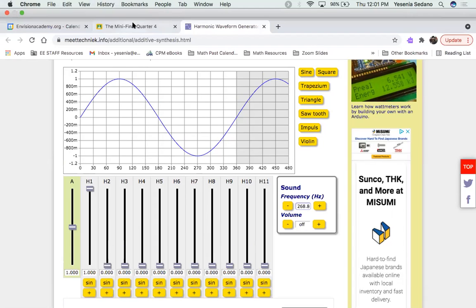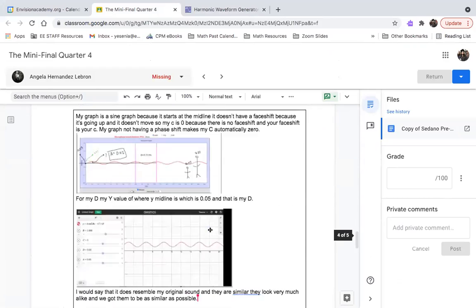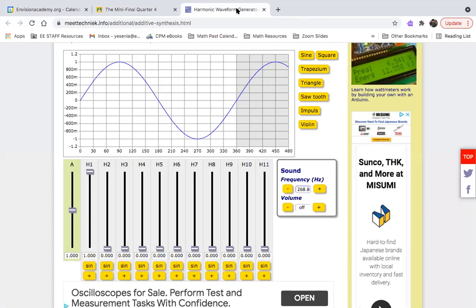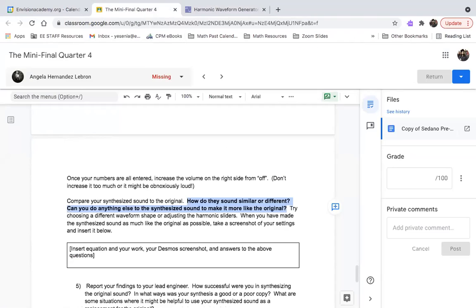And then after you're done with your screenshot, you're going to finish answering these 2 questions right here. How do they sound similar and different? And can you do anything else to make it sound more like the original? So that's all you have to do after you do your screenshot, and you play around with the harmonics and try to make it match your sound. And then that's all you got to do for number 4. Does that make sense? Yeah, I have to play with the sound to get a similar sound. Then I have to screenshot it, and then I have to answer the question.